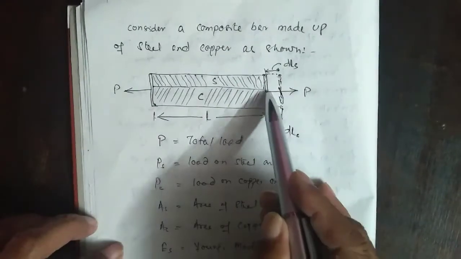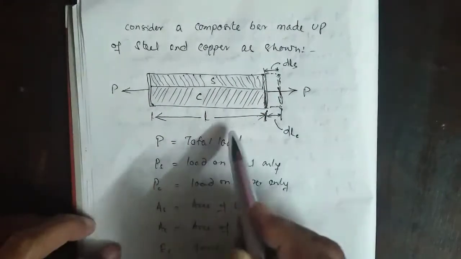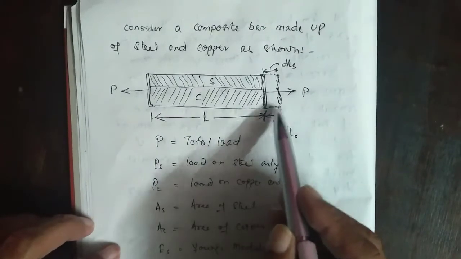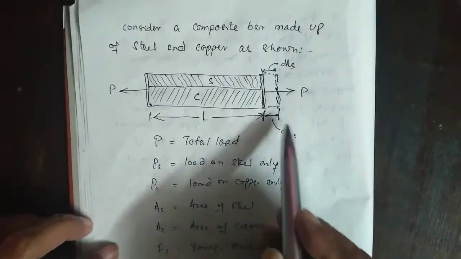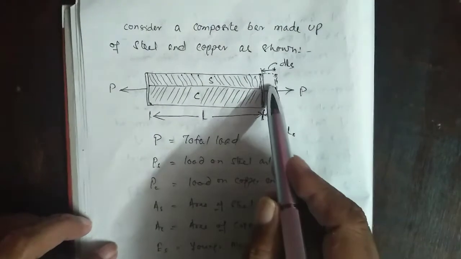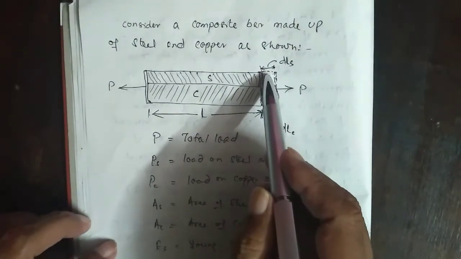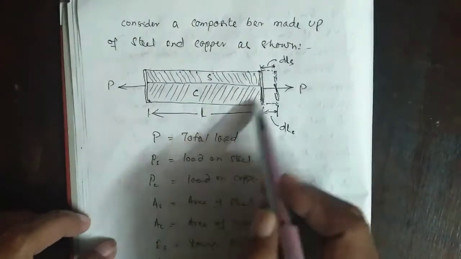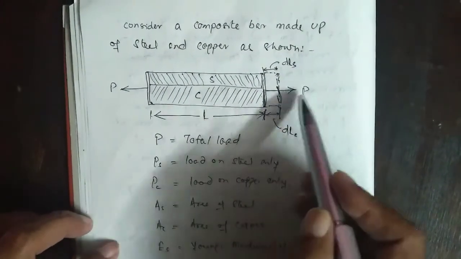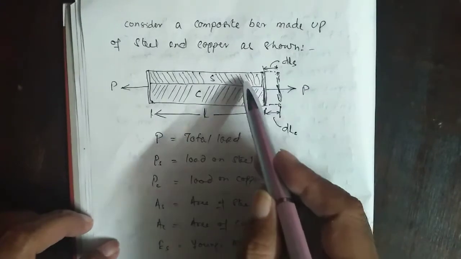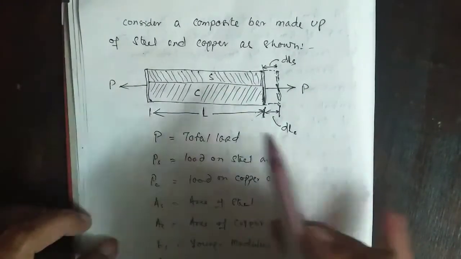So if the load applied is a tensile load P, then suppose the elongation is dl. So dlc and dls both are equal. It is never possible that dlc will be more and dls will be less. In such a way, this system is called a composite bar. Similarly, the total load will be shared by both steel and copper.